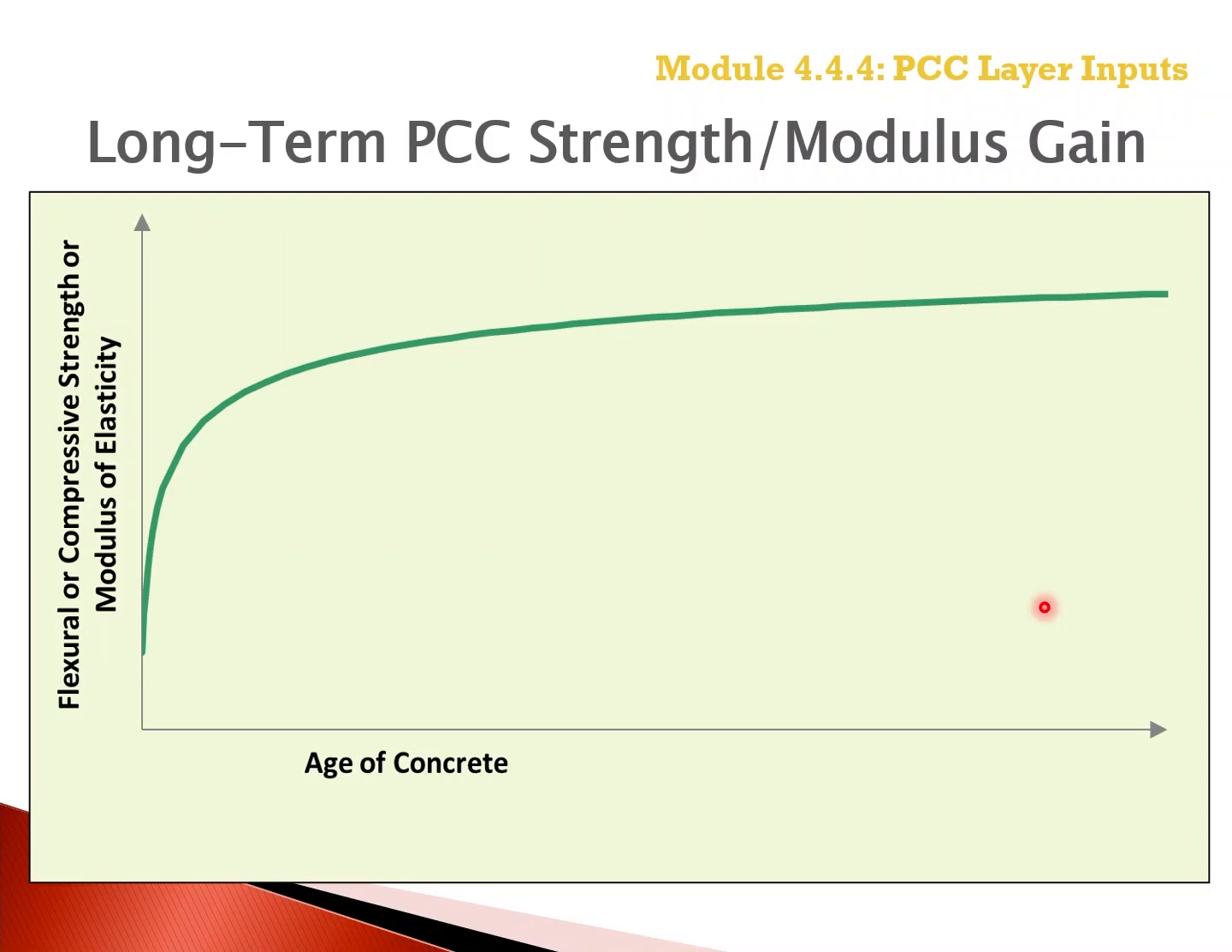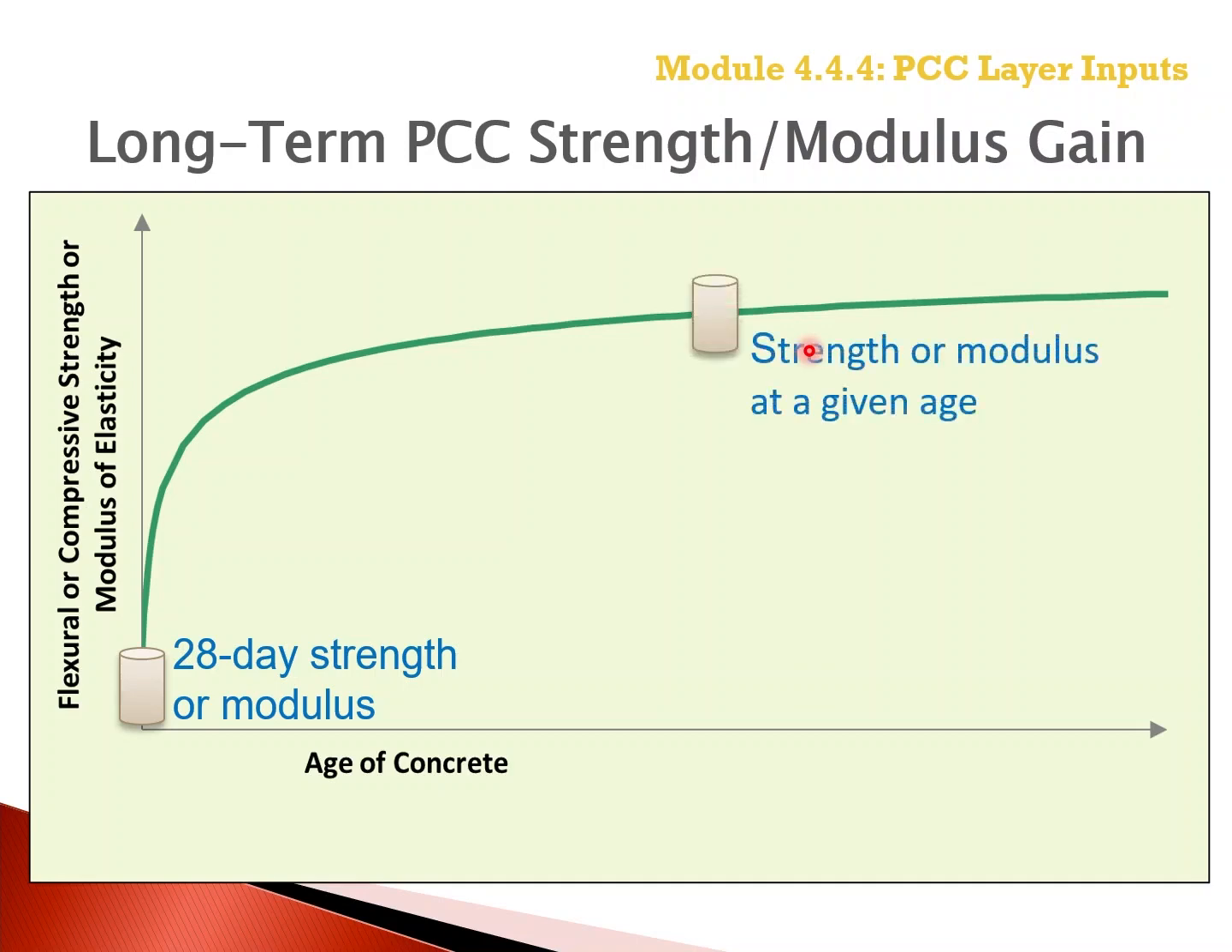If the designer or user only has a 28-day strength and or elastic modulus for input level 3, the strength and elastic modulus values are calculated from the growth function over the age of the PCC layer and used in the response and distress computation at different ages throughout the design period, whether that's 20 years, 30 years, 40 years, or whatever the design life is.